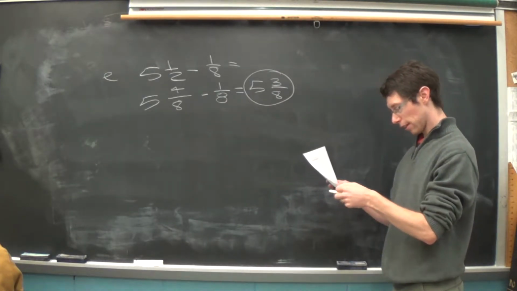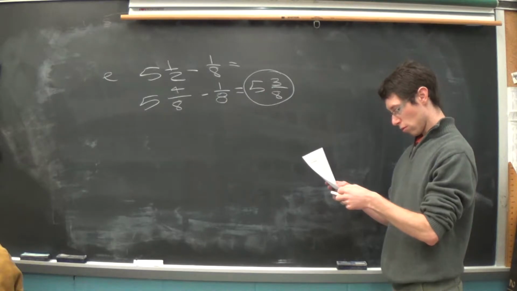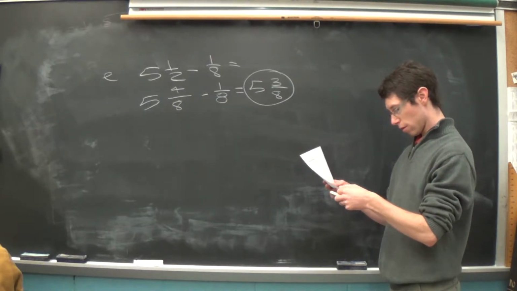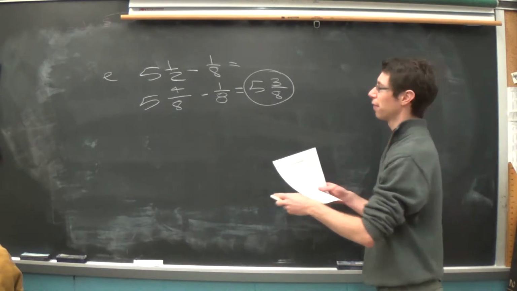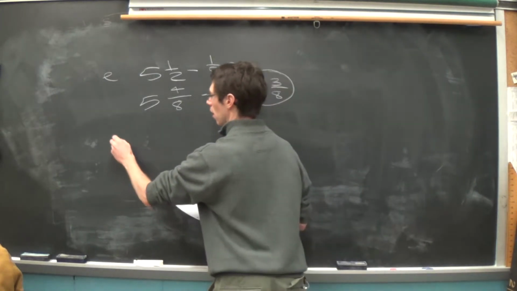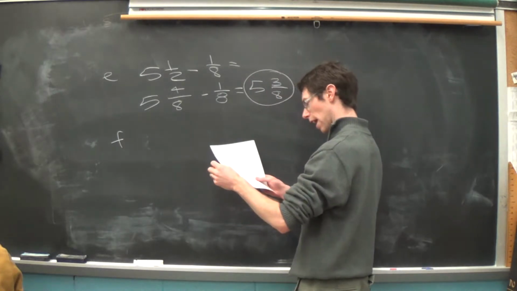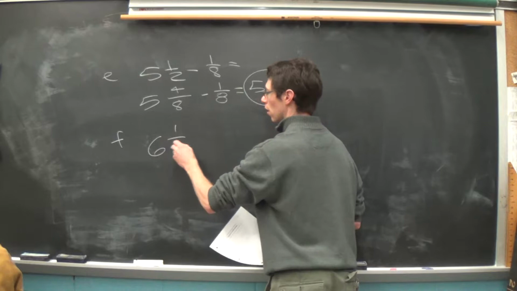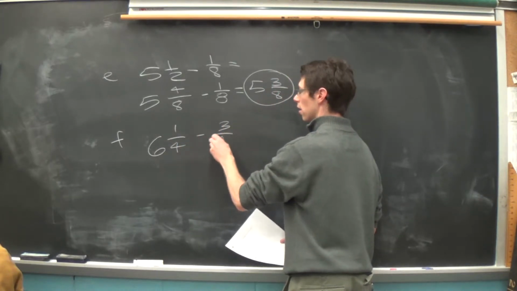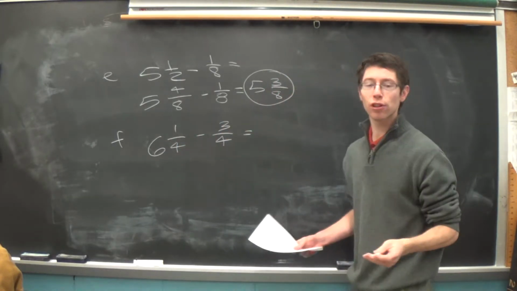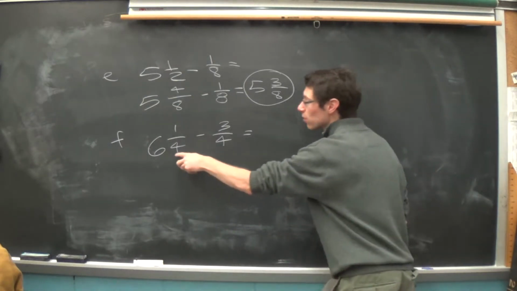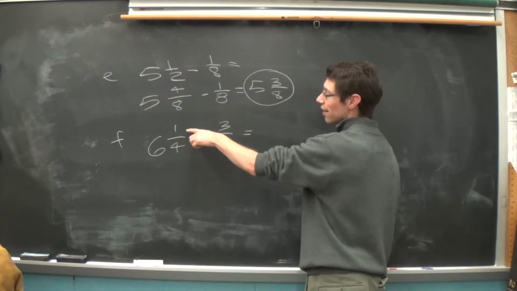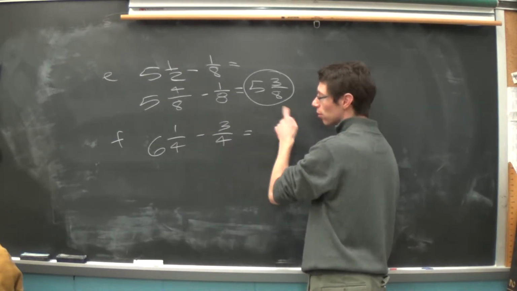Let's take a look at something like, I'm going to take a look at F. So we have 6 1/4 minus 3/4. At first glance, this might seem like an easy problem because we already have a common denominator. And what a lot of people do is they just say, okay, 3 minus 1 is 2, blah, blah, blah.